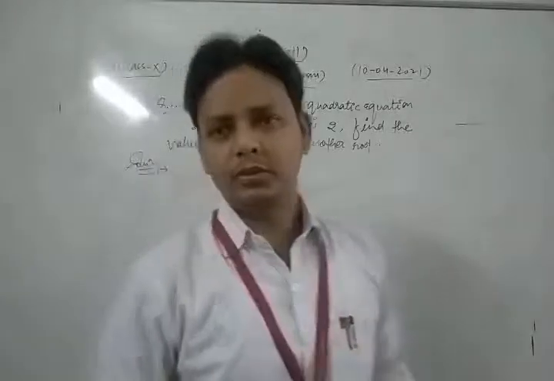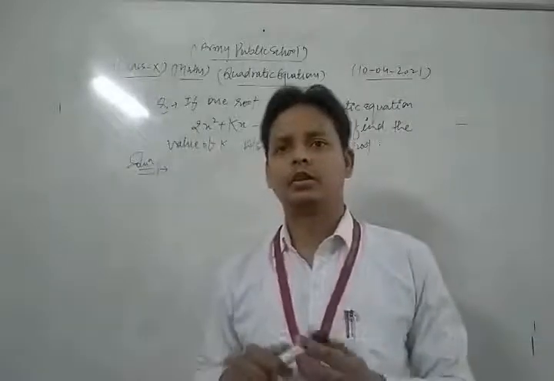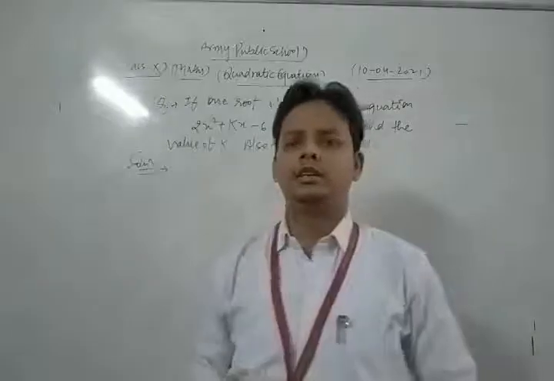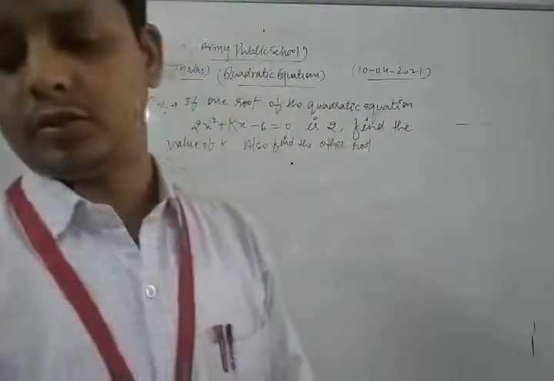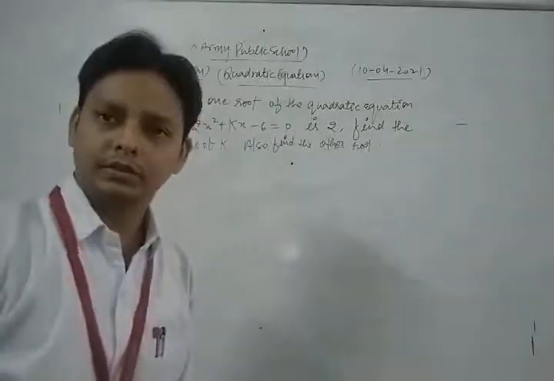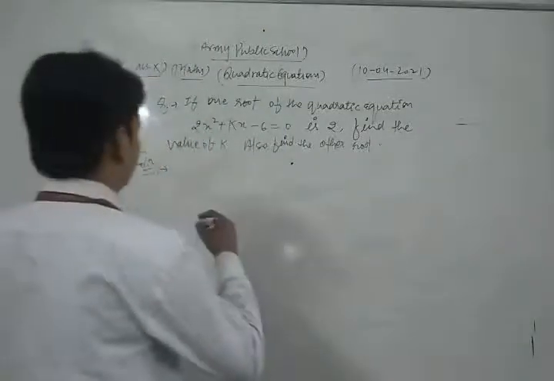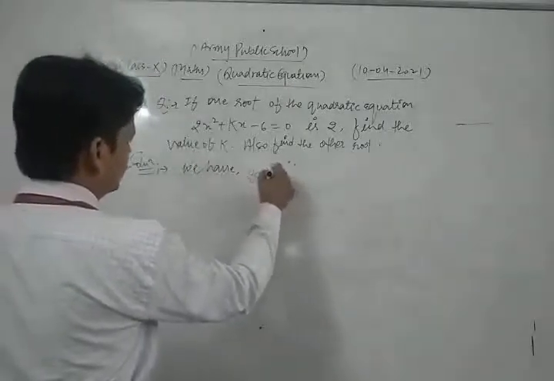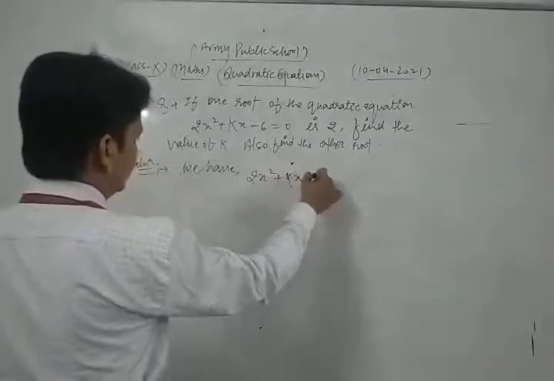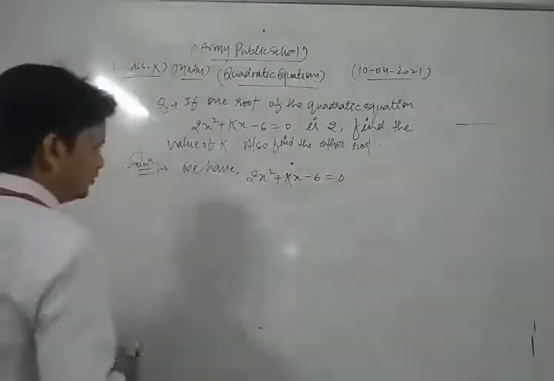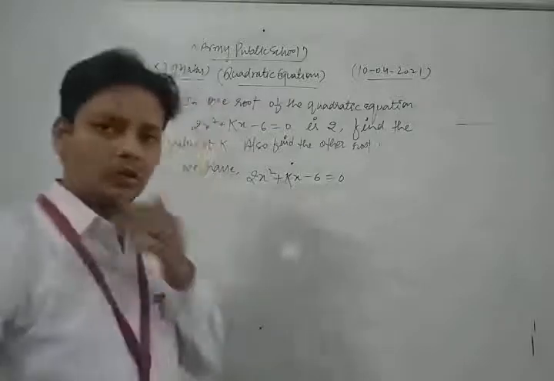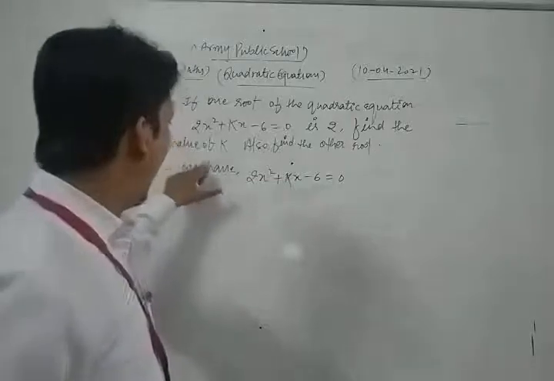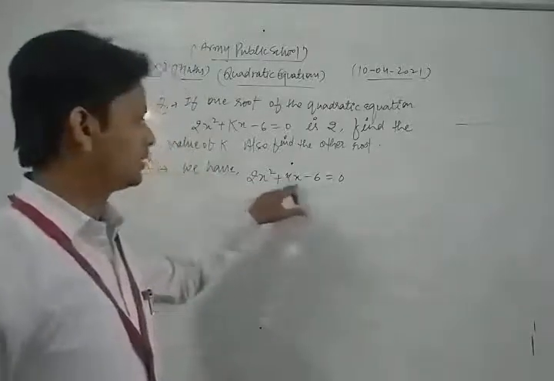This is also a very important question of your syllabus. So let's see what is the process to solve that equation. First of all, we write the given equation: 2x square plus kx minus 6 is equal to 0.